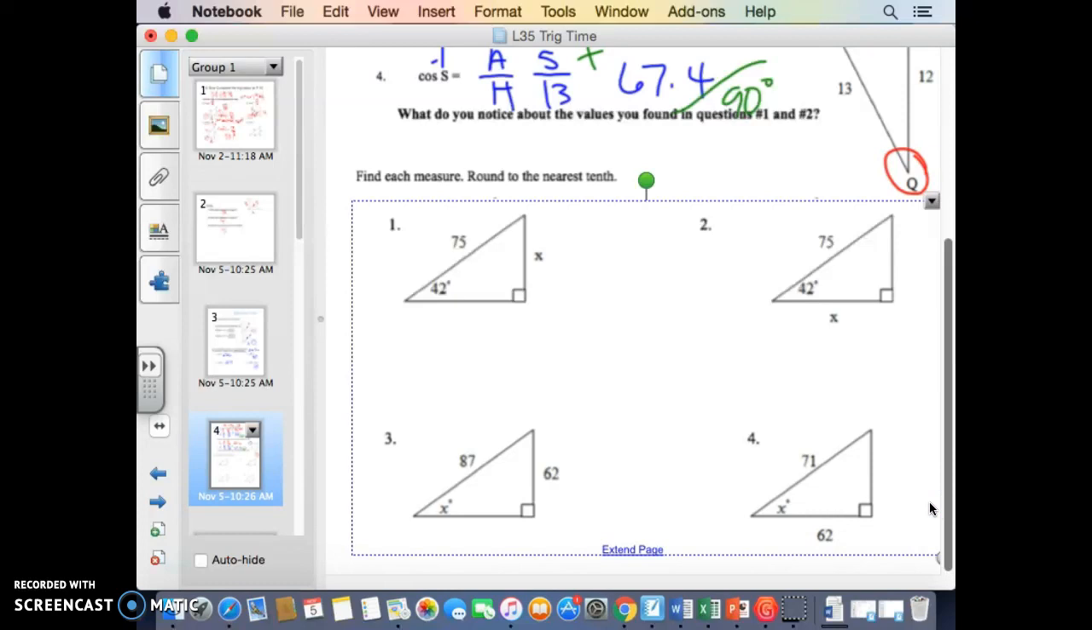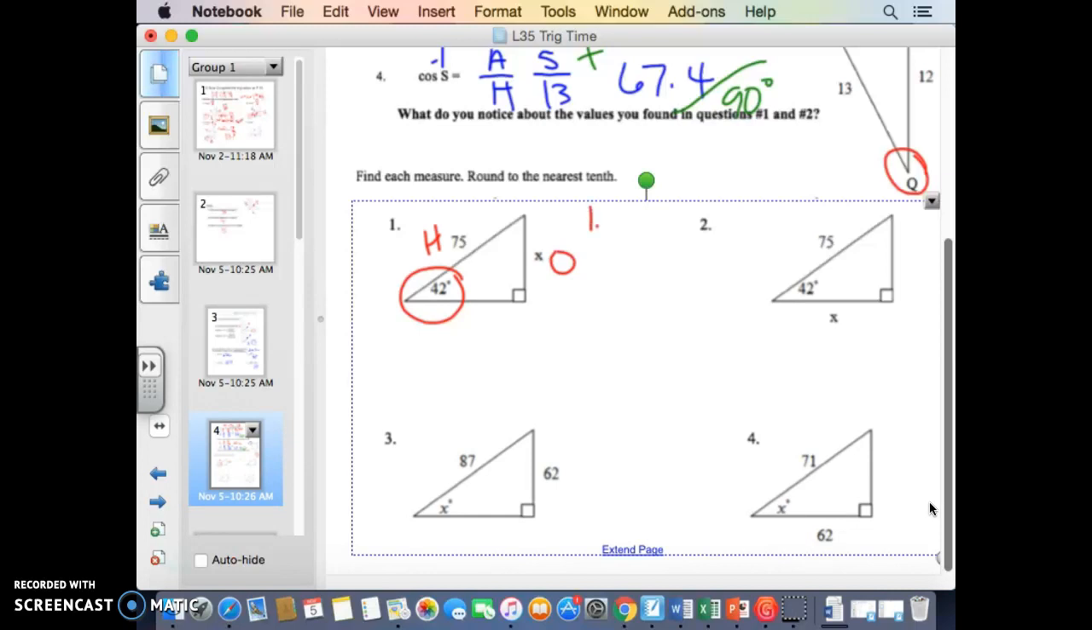All right, so now we're going to learn how to use these same ratios to find side lengths. So this time we have angle measures, but we want to know what the side lengths are. So I'm looking for this. I'm looking from this angle. I always circle the angle that I'm looking from. This is my opposite side, and this is my hypotenuse.